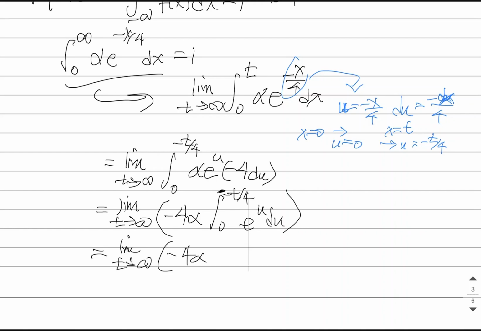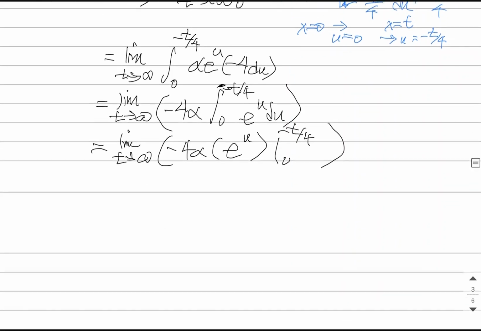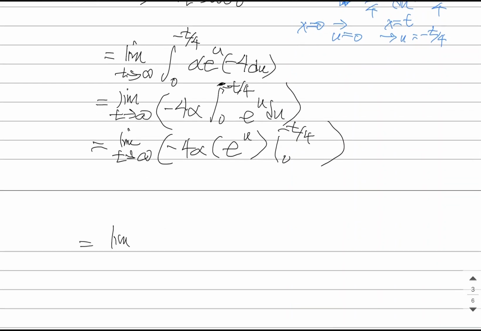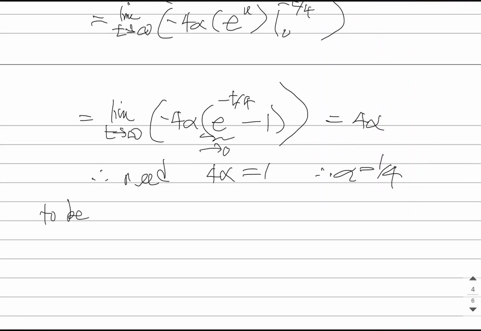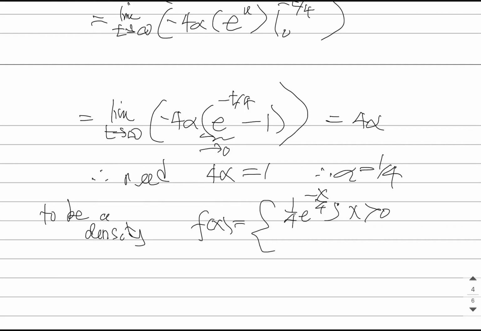We'll get negative 4 alpha e to the u evaluated from 0 to negative t over 4. And so what we end up with is a limit as t goes to infinity of negative 4 alpha times e to the minus t over 4, subtract 1, because e to the 0 is 1. Now, as t goes to infinity, this thing goes to 0, and all we are left with is 4 alpha. And so that means we need 4 alpha to be equal to 1, and that means alpha is a quarter. So in order for this to be a density, we must have that our density function is 1/4 e to the minus x over 4 when x is at least 0, and then it's 0 otherwise.